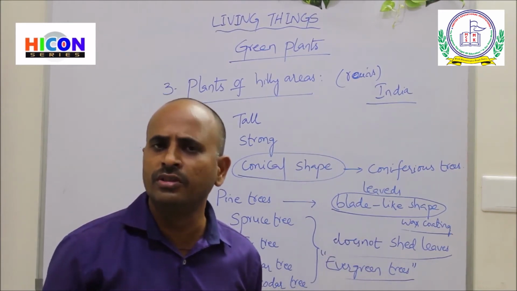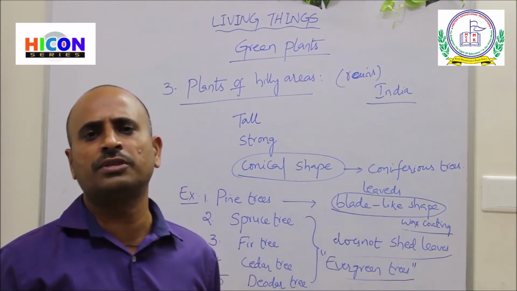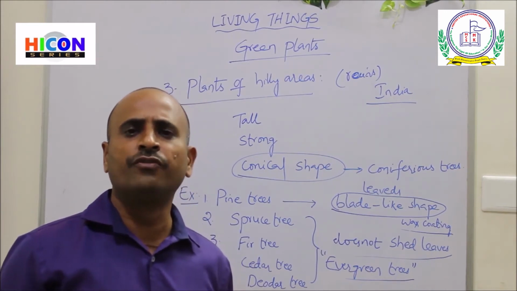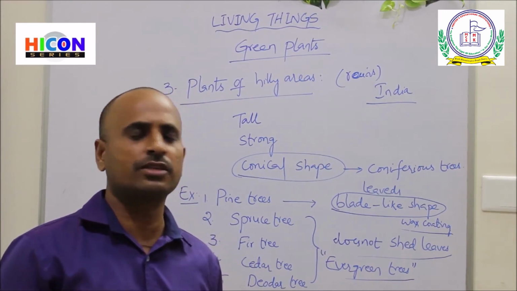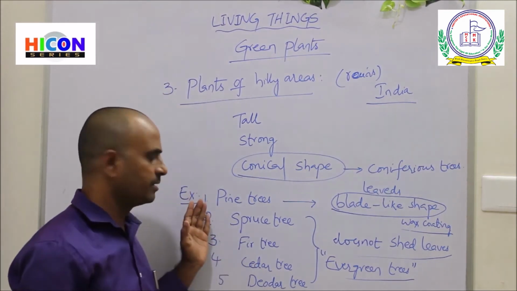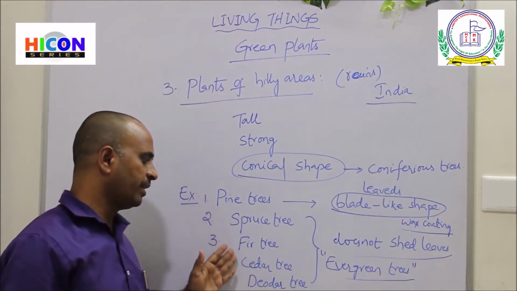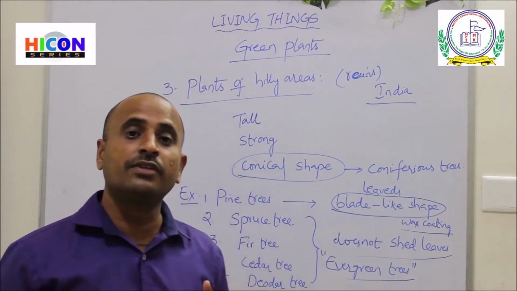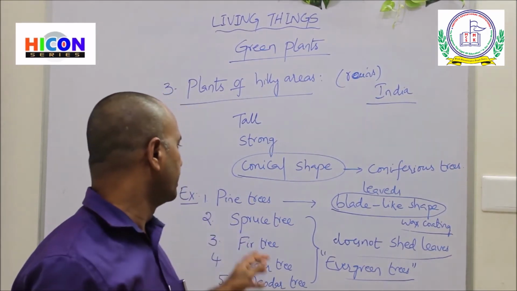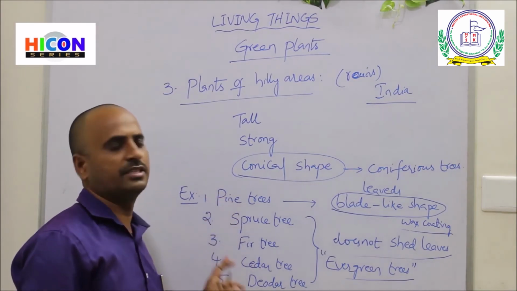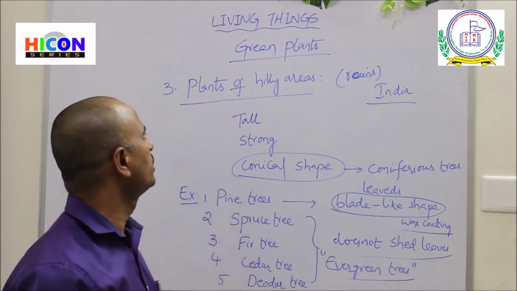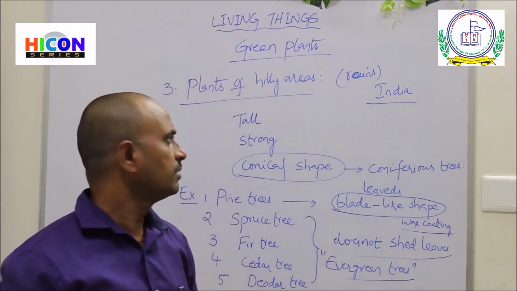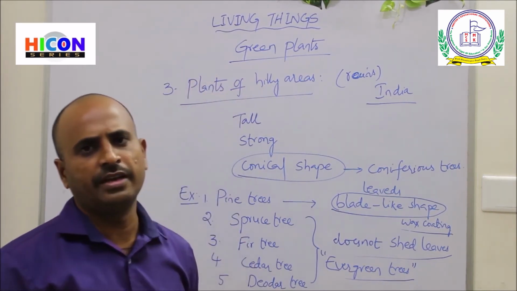If you go to Simla, Nainital, Kodaikanal or Darjeeling, any one of the hill stations, you can observe these plants: pine trees, spruce tree, fir tree, cedar tree, deodar tree, and we can observe them in cinemas also. In hill stations, we can observe these trees. So this is about the plants of hilly areas.